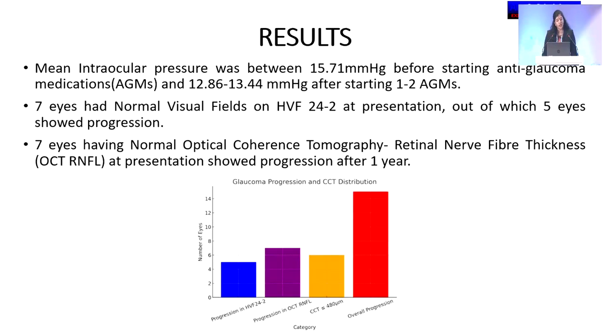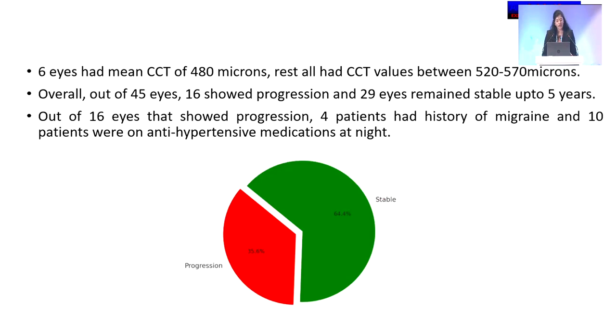So the results: the mean intraocular pressure was 15.71 millimeters of mercury before starting the medications and 12.86 to 13.44 millimeters of mercury after starting 1 to 2 anti-glaucoma medications. 7 eyes had normal visual field on HVF at presentation, out of which 5 eyes showed progression, and 7 eyes having normal OCT RNFL at presentation showed progression after 1 year. 6 eyes had mean central corneal thickness of 480 microns, and the rest had values between 520 to 570 microns. Overall, out of 45 eyes, 16 showed progression and 29 eyes remained stable up to 5 years.